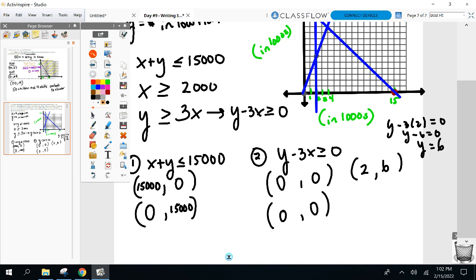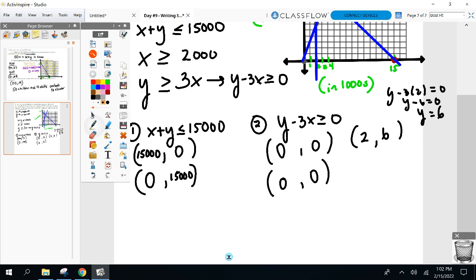Anybody know what the problem is going to be with the shading? It's going through 0, 0. I can't test 0, 0. Can't do it here because it's going through. So test 1, 1. You want to do 1, 1? Does it go through 1, 1? No. All right, so we can test 1, 1. You just can't test 0, 0 because it goes through.